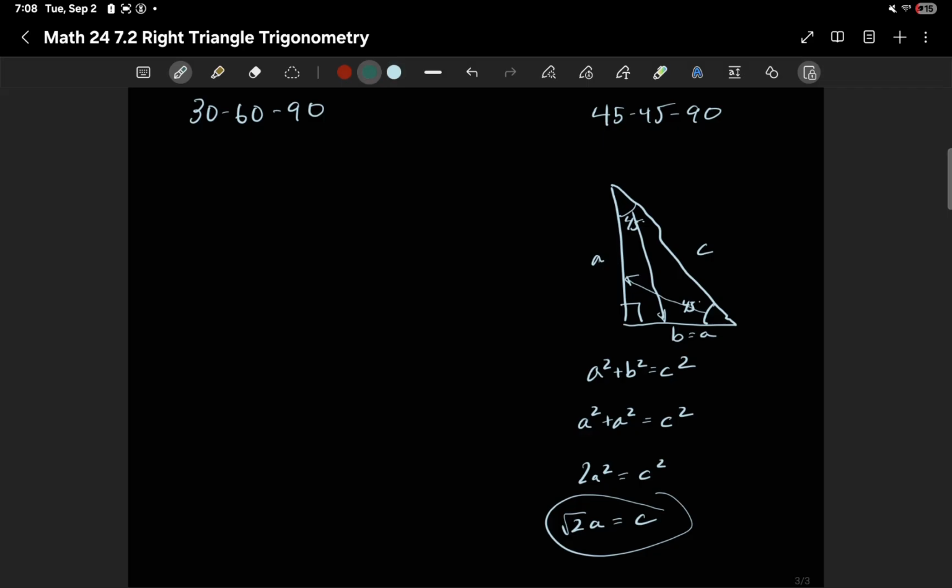And so my new triangle, which is going to be the same exact triangle, just green this time. This side is a, this side is a, and this is the square root of 2 times a. Okay, so there's a little quick formula for 45, 45, 90.